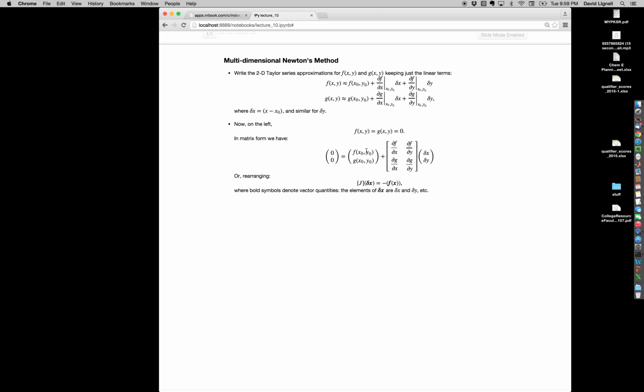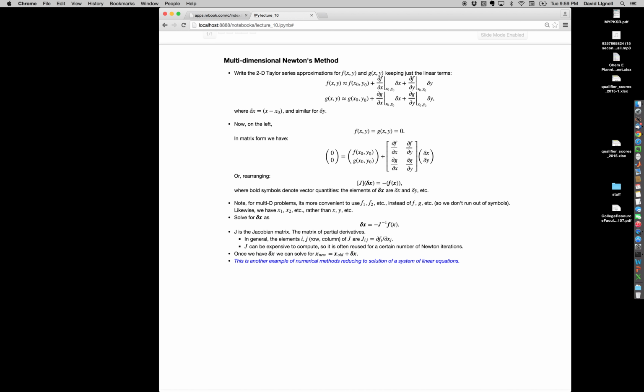Now I've written this here for 2 dimensions, but it extends trivially to any given number of dimensions. So if we had 3 equations and 3 unknowns, we'd have f, g, h of x, y, z, and then you'd have a 3 by 3 matrix: df dx, df dy, df dz, dg dx, dg dy, dg dz, and so on, and then delta x, delta y, delta z. Here I'm using bold symbols to denote vector quantities. Now for multidimensional problems, it's inconvenient to use f, g, h, and x, y, z. You run out of symbols too quickly, so we'll just denote these as function 1, function 2, function 3, and variable 1, variable 2, variable 3.